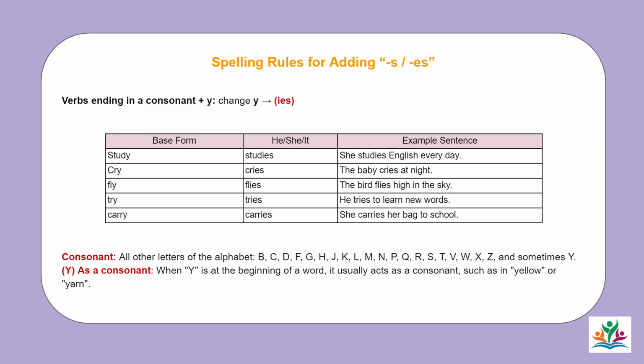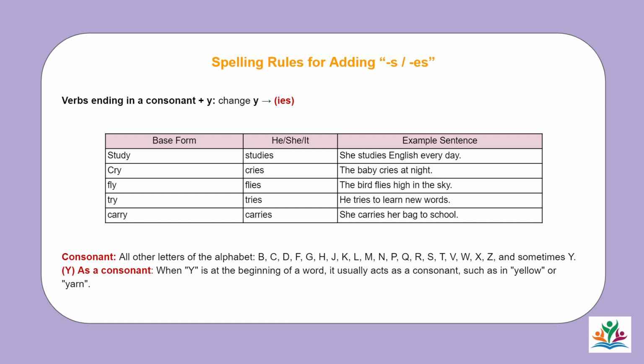Let's go back to our table for some examples. For example, the verb study. We can see that the verb study ends with a d and y. D is considered a consonant plus y. So, according to the rule, we need to change the y and add ies. So for he, she, and it, it becomes studies. As an example, she studies English every day.